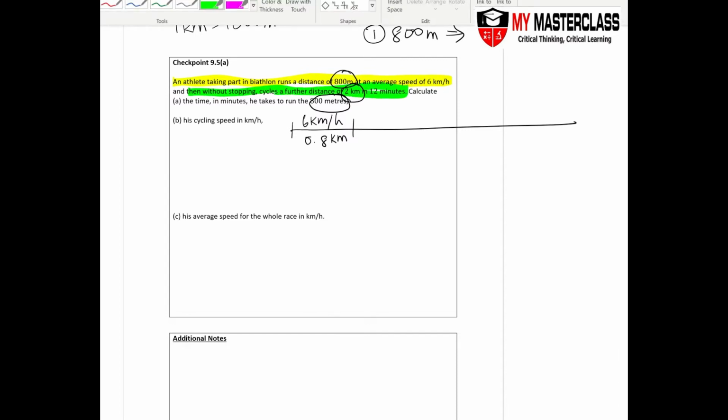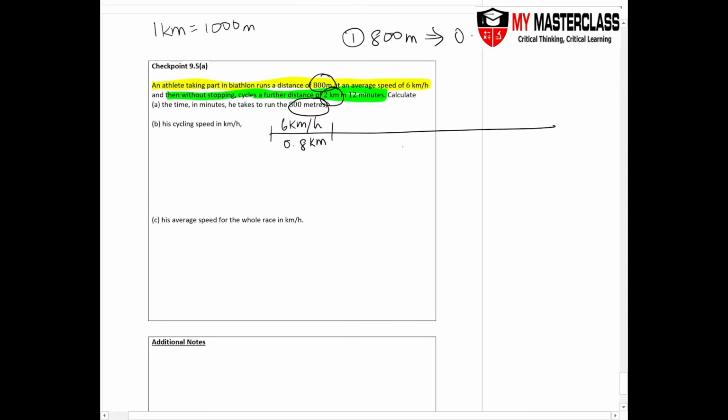Now coming back, he cycles a further distance of 2 kilometers in 12 minutes. So 2 kilometers for 12 minutes. Same thing, I will change these 12 minutes into hours. Why? Because I want to standardize everything. So you divide by 60. You have 12 divided by 60, which is equivalent to 0.2 hours.